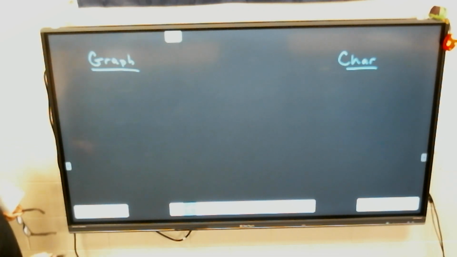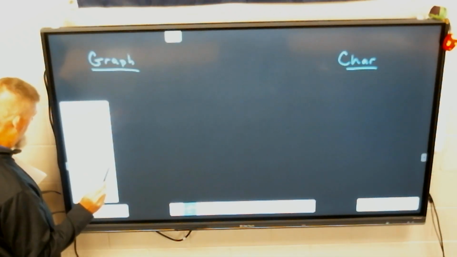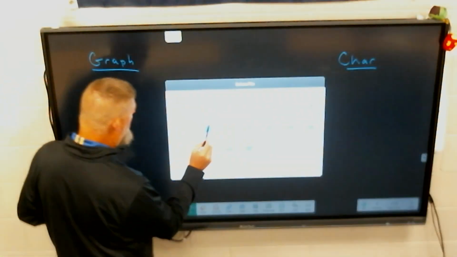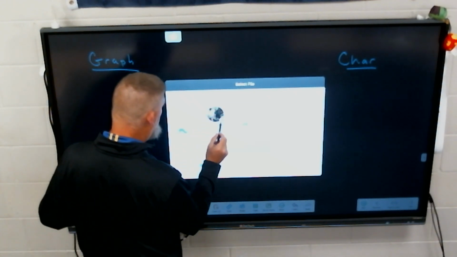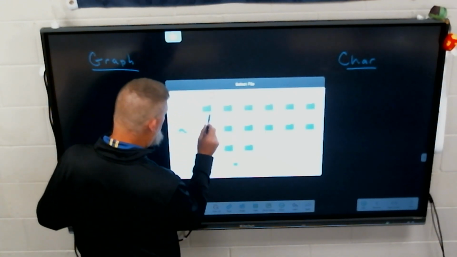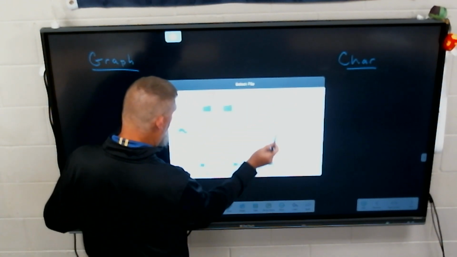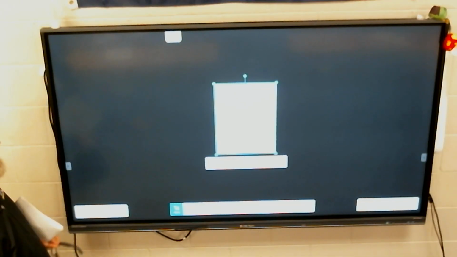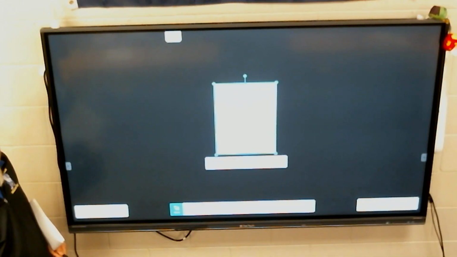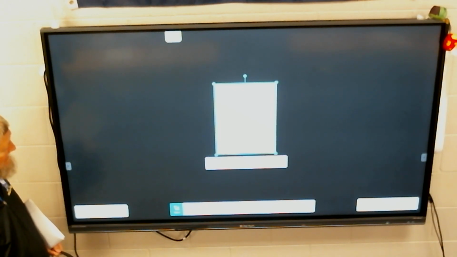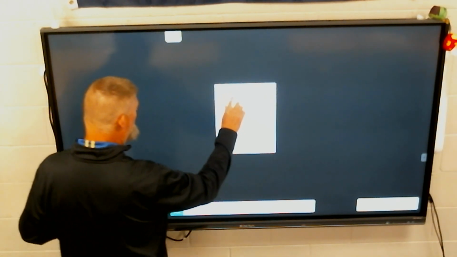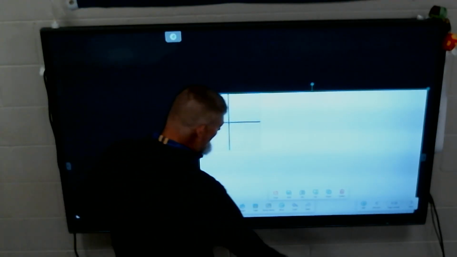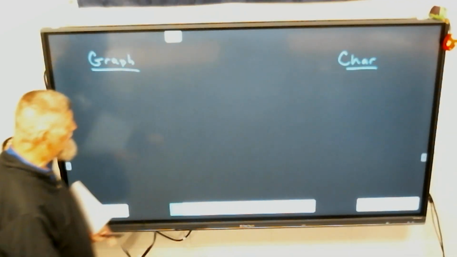I was going to try and pull this in. Let's see if this will work. Trying something brand new. Import PDF. Well, that's not exactly what I wanted. I wanted the graph, but not like that. All right, forget it. We'll just sketch it on there.